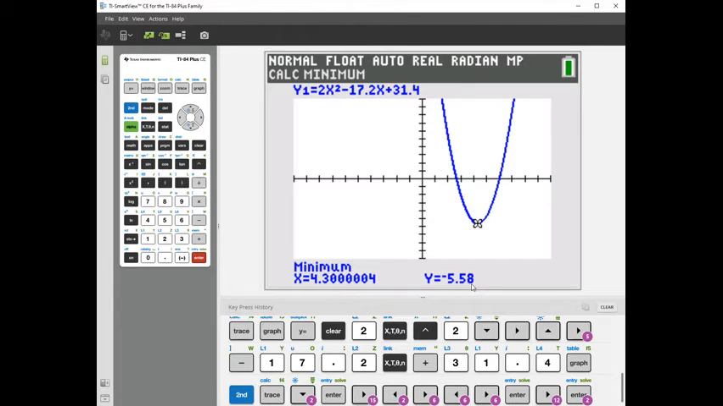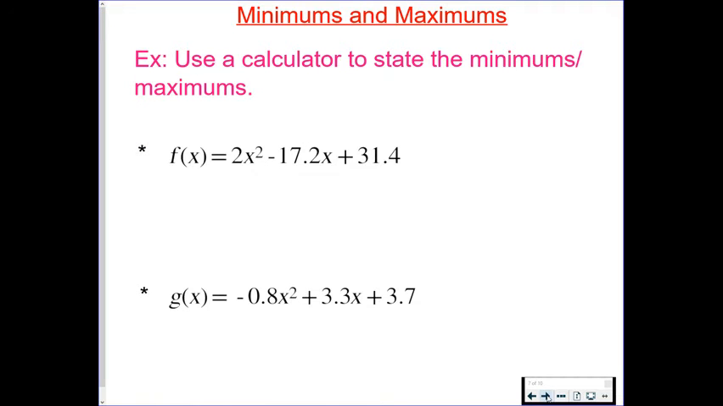Remember, with minimum and maximum, we care about the y value. So our minimum is at negative 5.58. So once you type this one in and you find the minimum, you should get a minimum value of negative 5.58. We're going to round all of these to 2 decimal places, so the nearest hundredth. And that has a minimum because the graph pointed up like that. Has a minimum there.